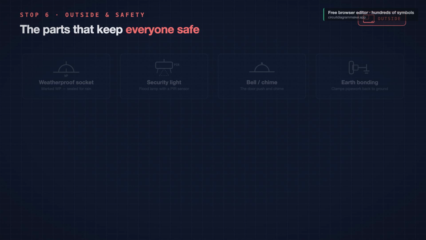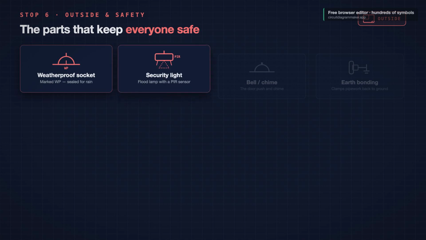Last stop, outside, and the parts that keep everyone safe. On an external wall, you will see a weatherproof socket marked WP, a sealed outlet rated for rain, for the mower or the pressure washer. Above the door, a security or floodlight, often with a PIR motion sensor drawn beside it. And feeding the garage or the shed, a submain running out from a board.